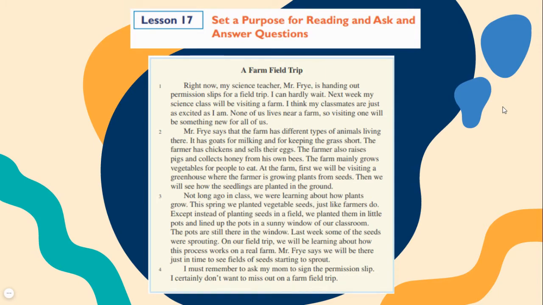To understand a new passage, I can preview the text and set a purpose for reading. This passage is called A Farm Field Trip. What is something you'd like to find out? What kind of information can we look for? We can read to find out from what point of view this story is written, or what happens in the story. Follow along and listen as I read A Farm Field Trip.